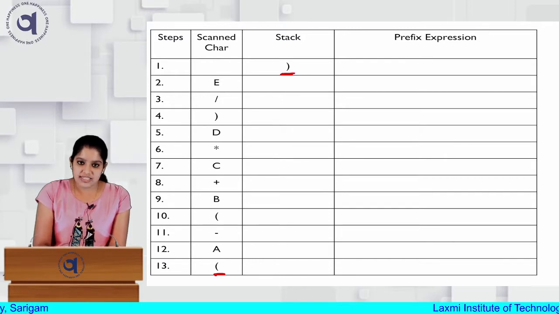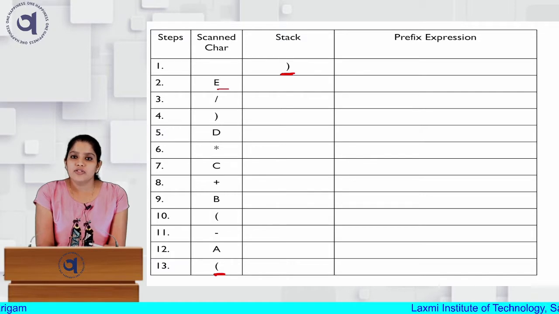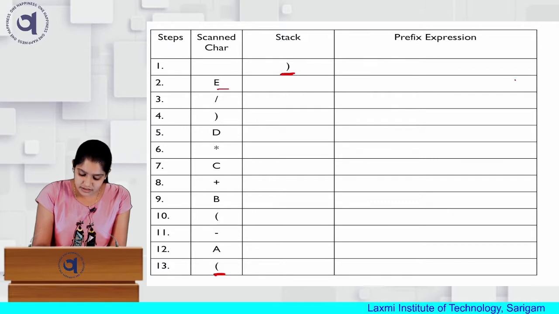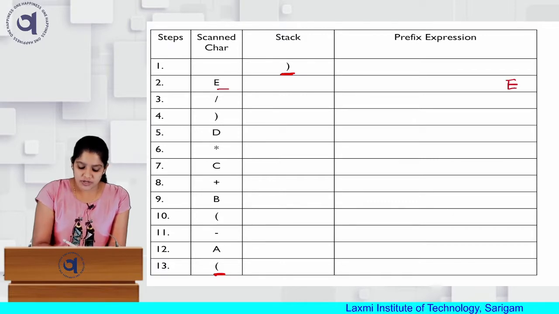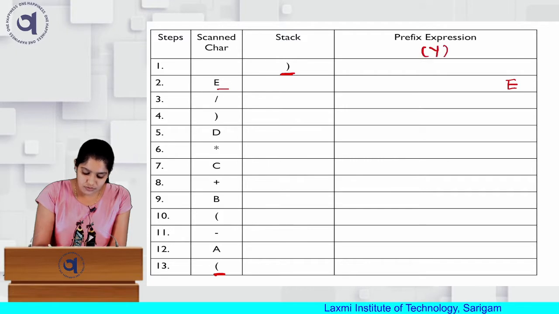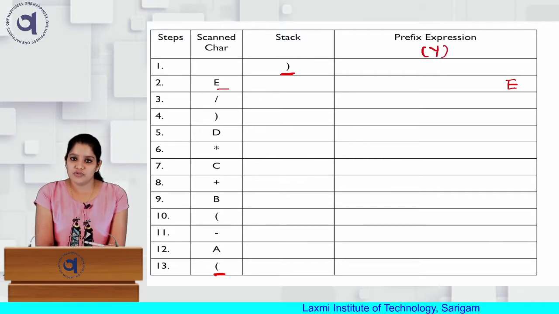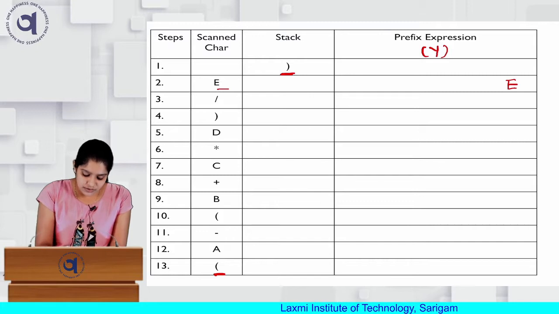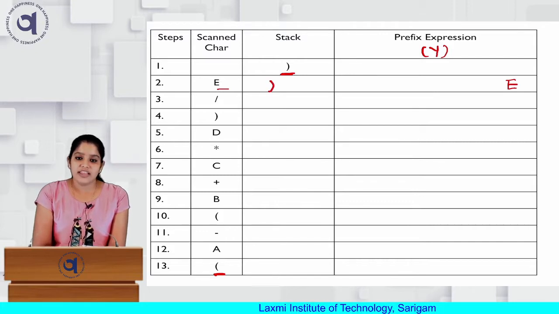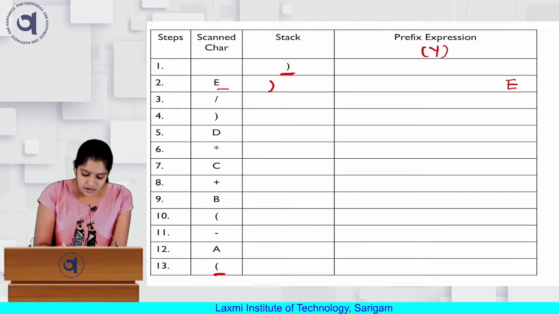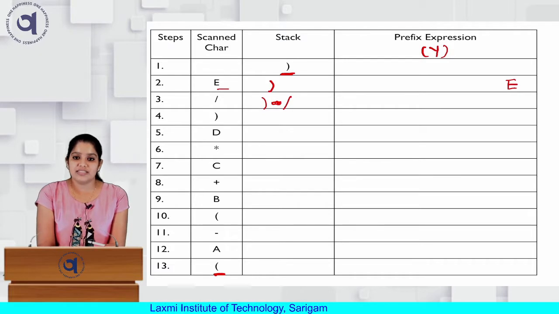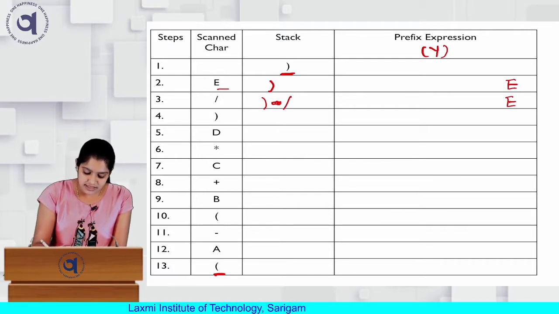So, first we have this E. As you know, E is an operand, so simply you need to place it in the prefix expression. This is your prefix expression, so we simply push it over here. Then we have slash. As you know, slash is an operator, so we need to push it to the stack. So we have the slash, bracket and slash, and here we have this E as it is.